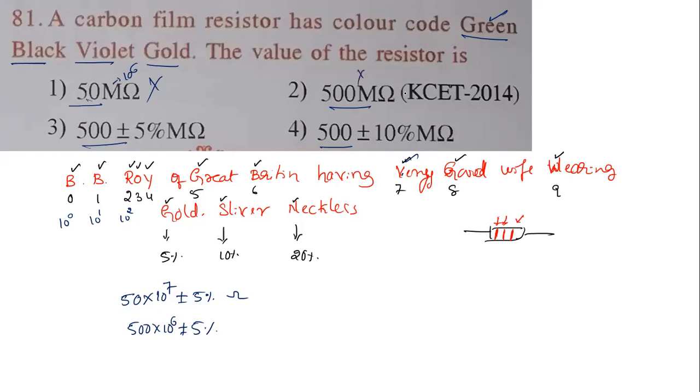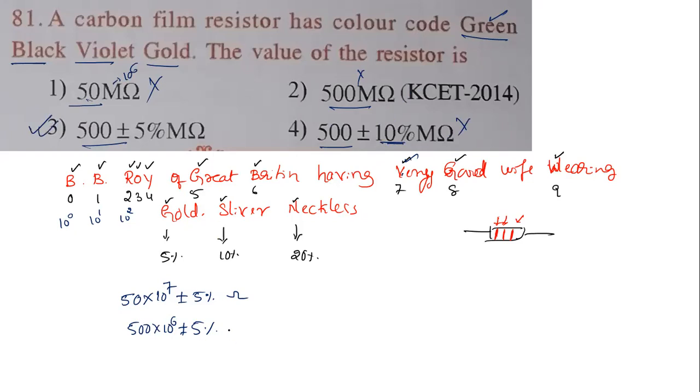Here, this answer is wrong because tolerance is not given. What is the meaning of tolerance of a given resistor? How much it can sustain. That's the meaning of tolerance. That's not mentioned. And in the fourth option, tolerance is given as 10%. For gold, tolerance can never be 10%. For silver, it is 10%. Straight away we can cancel.